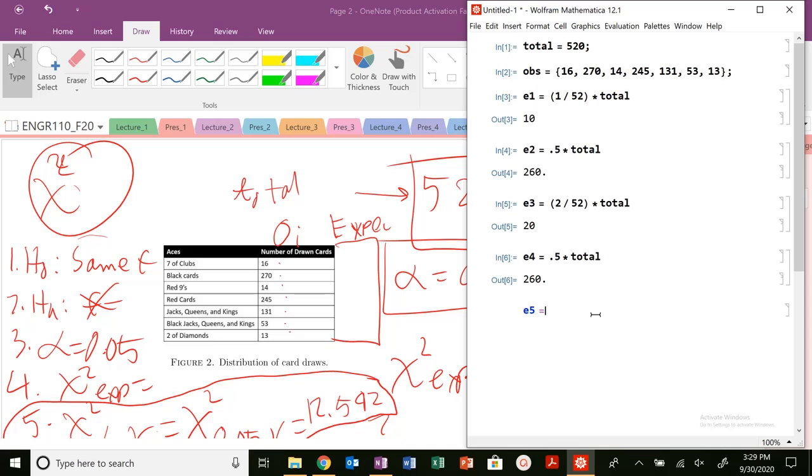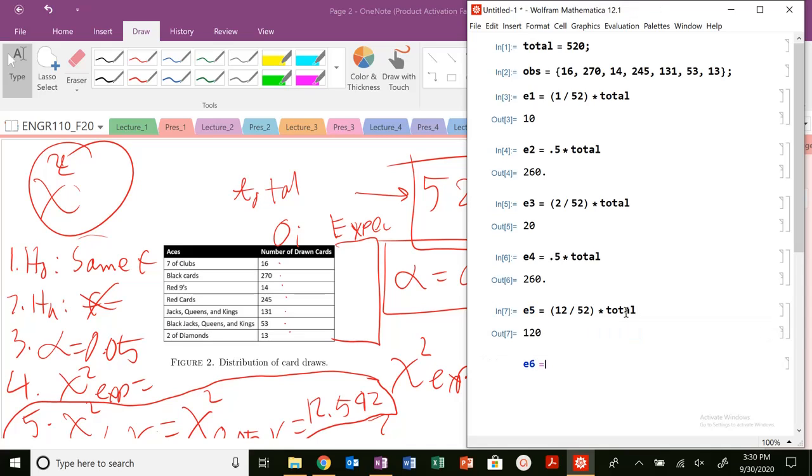E5 is going to be our jacks, queens, and kings. There are 4 of each of those, so 4 times 3 is going to be 12. 12 divided by 52 times our total.